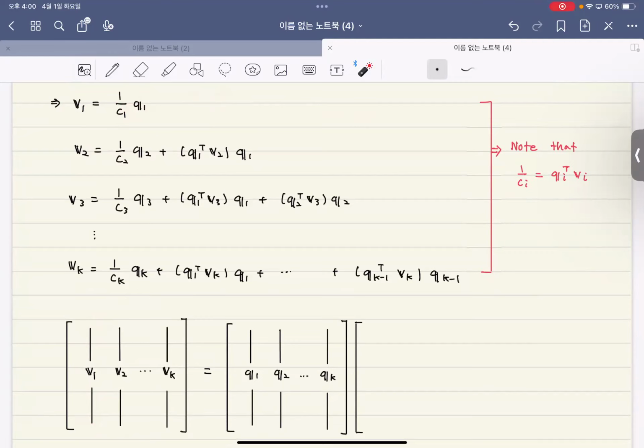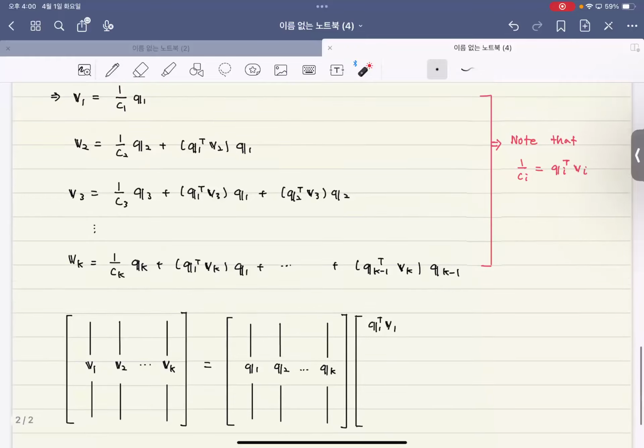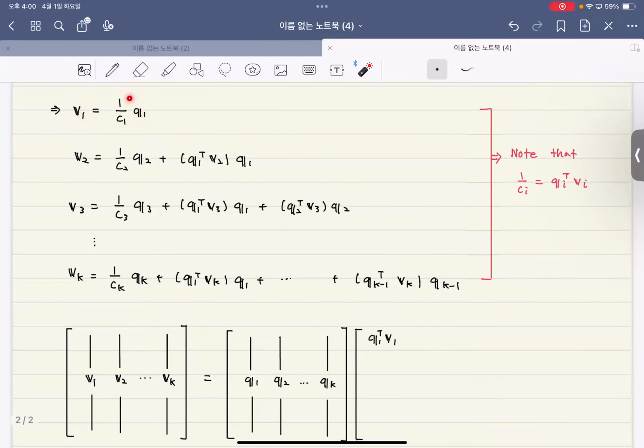Also we know 1 over C1 is just Q1 transpose V1. So I may be able to say the first column of the matrix is this, and all the other entries underneath are 0. Then this number times Q1 plus this number times Q2, this number times Q3, this number times Qk is the first column on the left-hand side. So this precisely realizes the first equation.